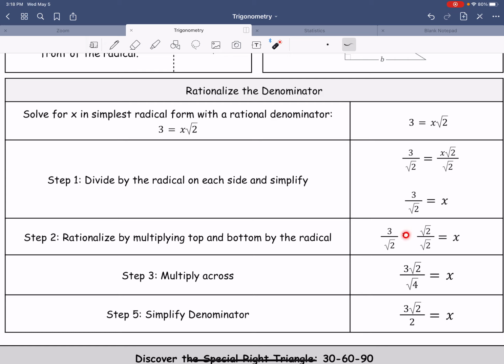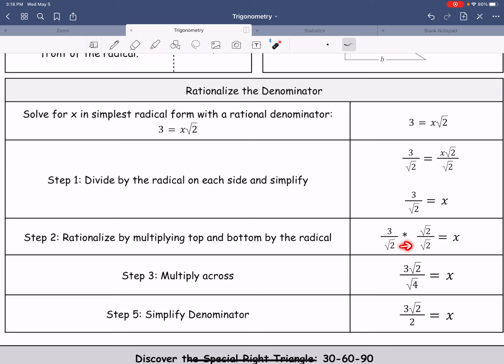So to do that, we're going to multiply the top and the bottom of that fraction by that radical, which is the square root of 2. So the top and the bottom gets multiplied by the square root of 2, and we multiply straight across. So 3 times the square root of 2 and the square root of 2 times the square root of 2. The top part, 3 square root of 2, stays exactly how you see it. Then the bottom, that should eventually simplify to a whole number. That's the whole point of doing this.